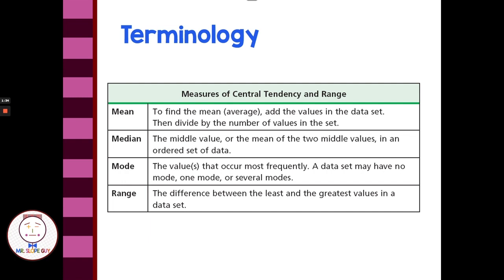Mode. The value that occurs most often, most frequently. I think of mode as starting with MO: most often, most frequently. A data set may have no mode, one mode, or several modes. And then we have range, which was our measure of dispersion. It's the difference between the least and greatest values in a data set.